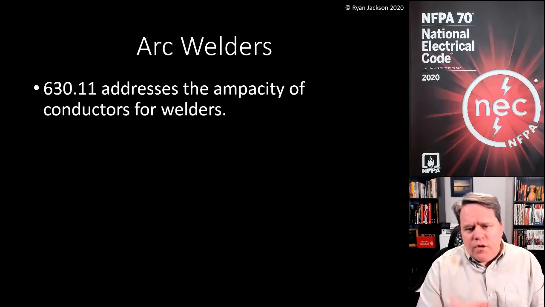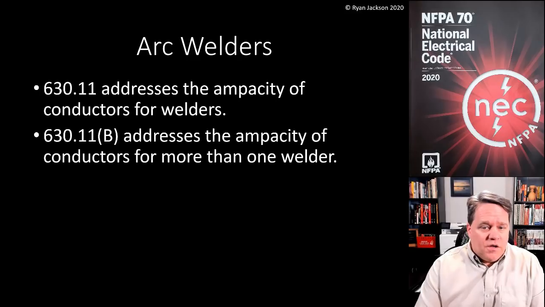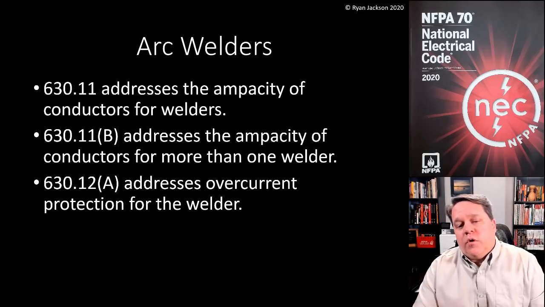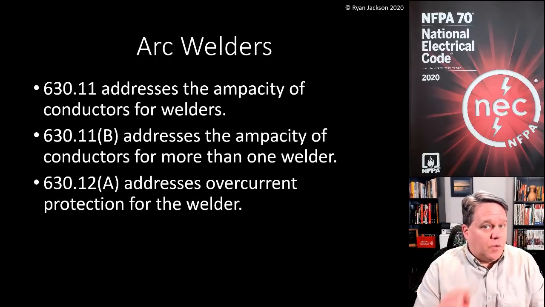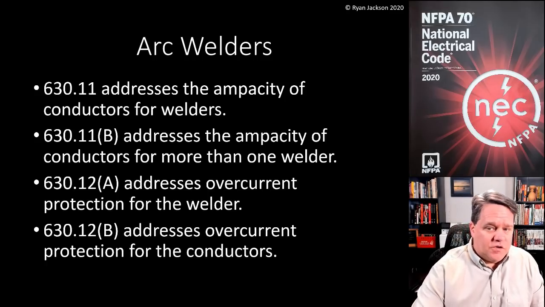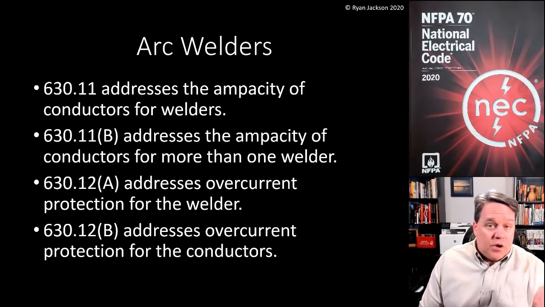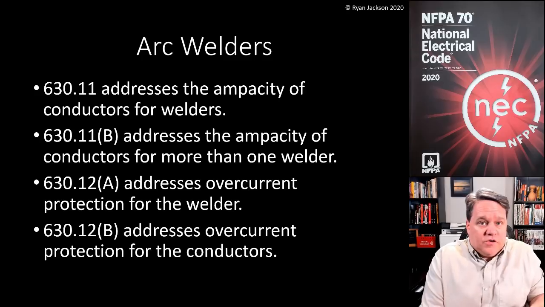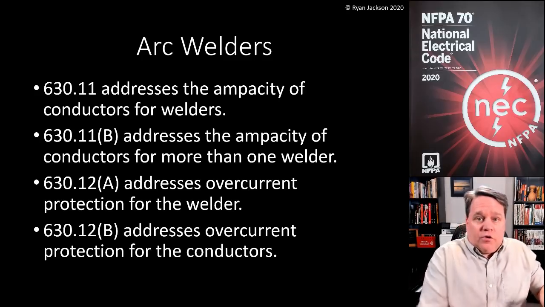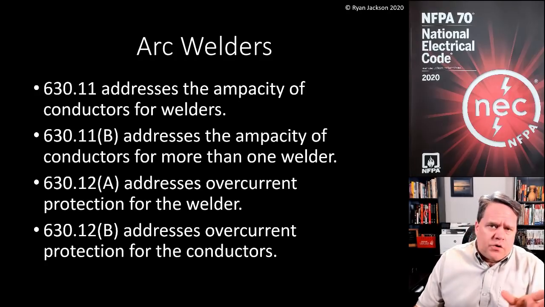630.11a addresses the ampacity of conductors for one arc welder. 630.11b addresses the ampacity of conductors for more than one arc welder. And then 630.12a addresses the overcurrent protection for the welder, and 630.12b addresses overcurrent protection for the conductors. So we have to be careful when we read these rules. 630.11 is easy enough. It's the wire size, and it depends on whether you have one welder or more than one welder. 630.12 provides the overcurrent protection.